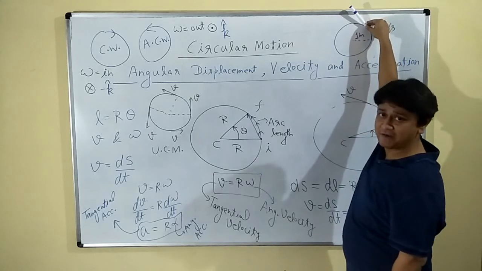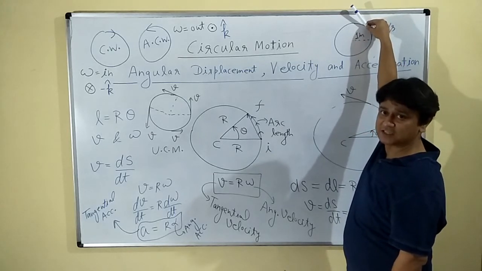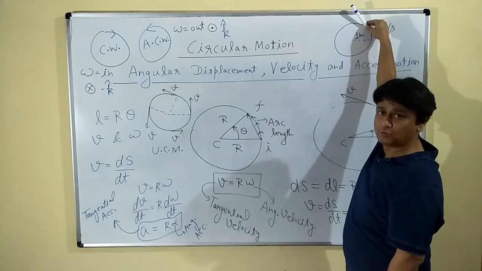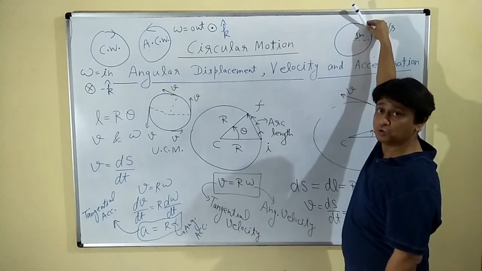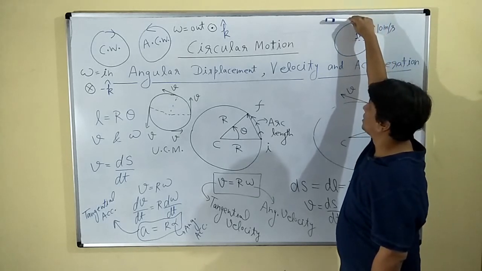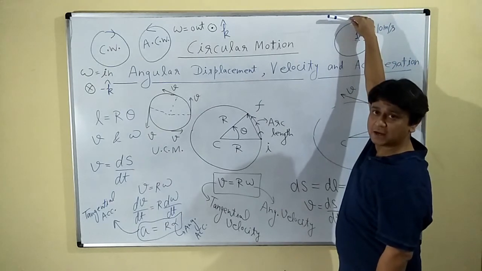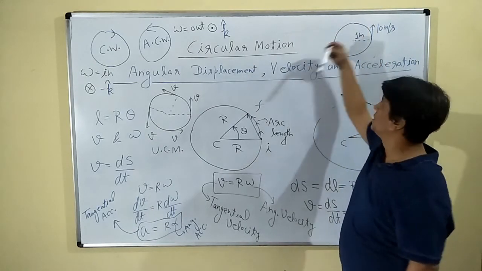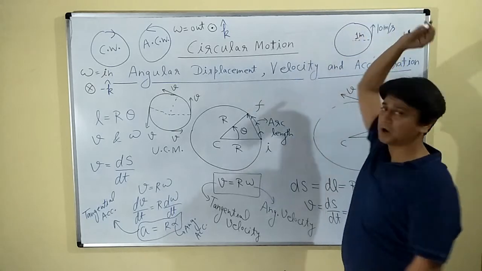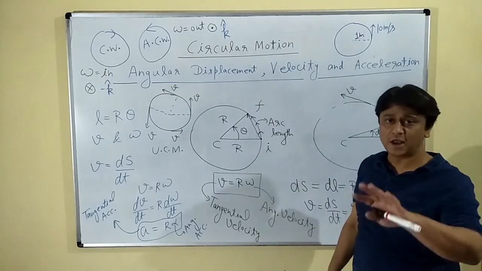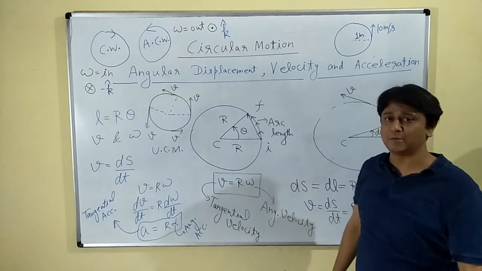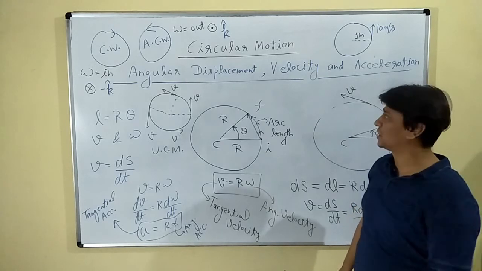Exactly here at 45 degrees. अगर आप फास्ट समझ पाए तो 10 by root 2 minus i cap plus 10 by root 2 j cap. यहां पर minus 10 i cap and so on. अलग अलग जगह पर आपको वेलोसिटी को डिफाइन करने के लिए i और j के अलग अलग कॉम्बिनेशंस को यूज करना पड़ता.